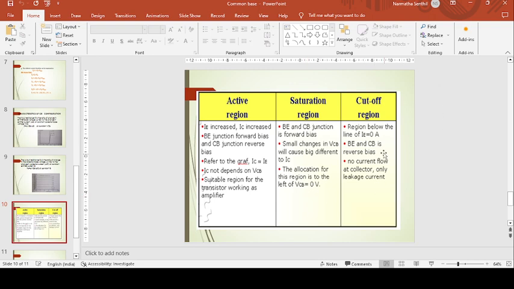Next, cutoff region. Cutoff region is below IE equal to 0 amperes. Here the base emitter and collector base junctions are reverse biased. No current flows at the collector, only the leakage current.